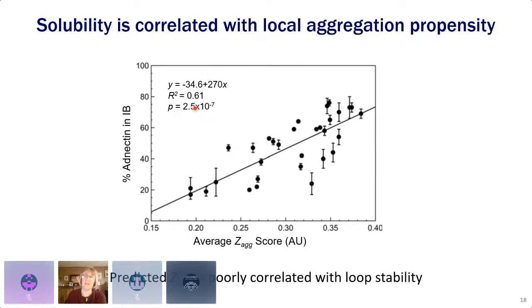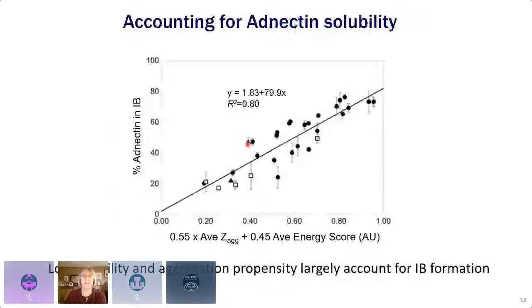So we have local stability and aggregation propensity, and it turns out aggregation propensity and local stability are not correlated with each other. When we combine these two features, we find that we can account for most of the solubility for adnectins. That's encouraging. It's a step in the right direction. I do think this kind of thing can be highly protein dependent, but what I want to point out here is that native stability and native aggregation are something we all have to think about if we're trying to design proteins.